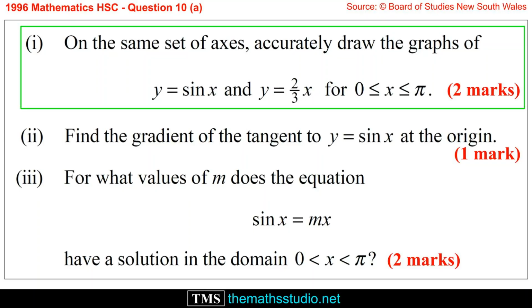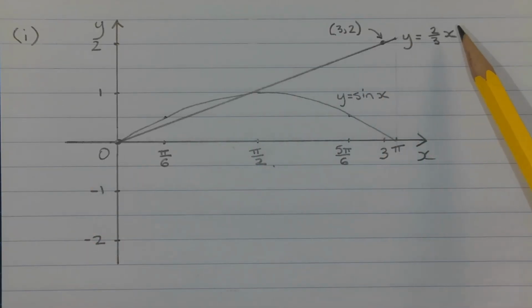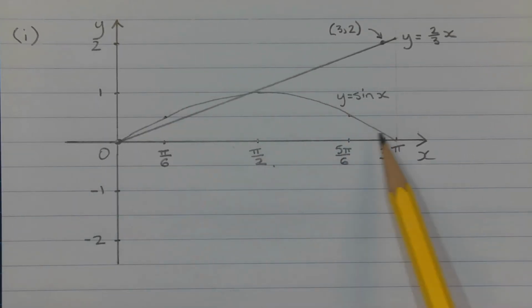Question 10, Part A, Part 1. On the same set of axes, accurately draw the graphs of y equals sin x and y equals 2/3 times x for x greater than or equal to 0 and less than or equal to pi. Here is a graph of the line y equals 2/3 times x and the curve y equals sin x drawn on the same set of axes.